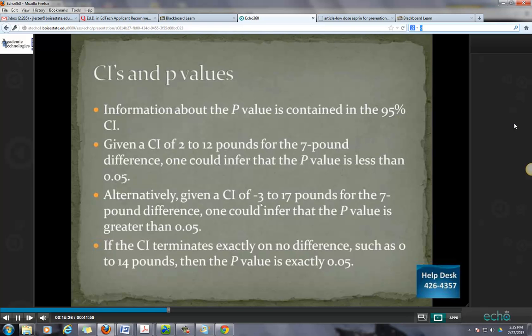Alternately, what if they said the confidence interval was -3 to 17 pounds? With 95% confidence, they say that the real result falls somewhere between -3 and 17 pounds. Well, because we're doing math, and because this range includes 0, the p-value would have to be greater than 0.05. So this confidence interval, because it includes 0, is another way to tell me the data was not statistically significant. If the confidence interval ends exactly at 0, then the p-value is exactly 0.05. So if the confidence interval is at the point of no difference, then we know the p-value is exactly 0.05.